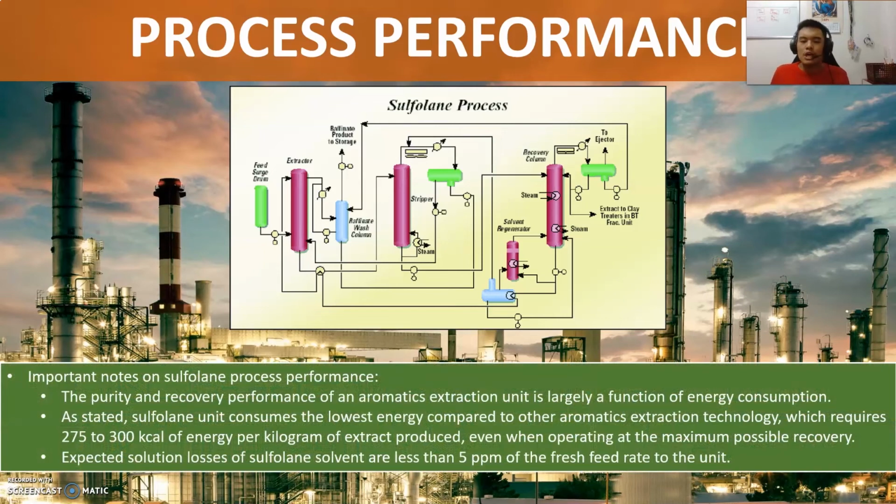The purity and recovery performance of an aromatics extraction unit is largely a function of energy consumption. As stated, a sulfolane unit consumes the lowest energy compared to other aromatics extraction processes, which require 275 to 300 kilocalories of energy per kilogram of extract produced, even when operating at the maximum possible recovery. Expected solution losses of sulfolane solvent are less than 5 parts per million of the fresh feed rate to the unit.